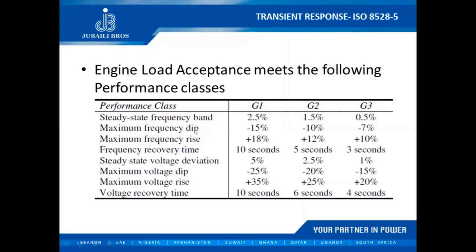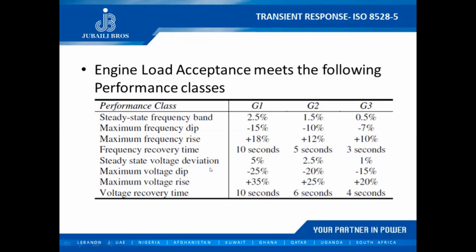Our maximum frequency dip, okay, maximum frequency dip, minus 15%. When does a frequency dip happen? Again, when we add load, okay, with load addition or load acceptance. It's allowed to dip by 10% in a G2 class and by minus 7% in a G3 class. The maximum frequency rise for a G1 class is 18%, so that's when we reject load, 12% for G2 and plus 10% for G3. And the frequency recovery time is 10 seconds for G1, 5 seconds for G2, 3 seconds for G3. Now, same story applies for voltage.